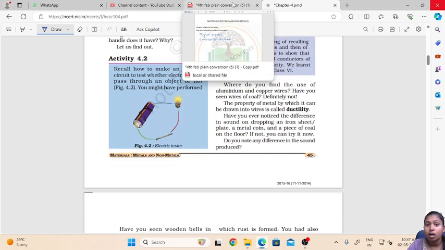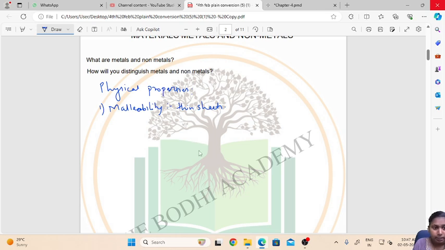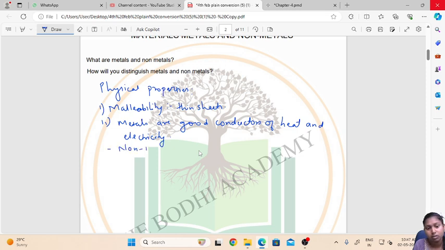On the basis of this we can say that metals are good conductors of heat and electricity, whereas non-metals are poor conductors.